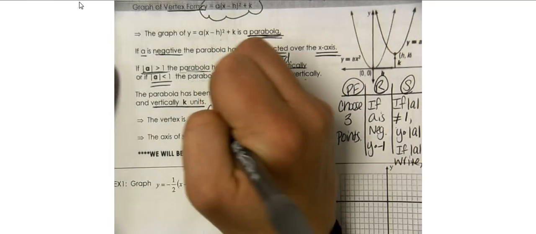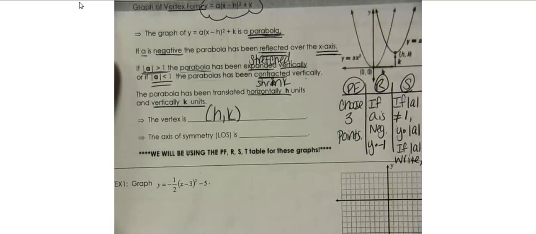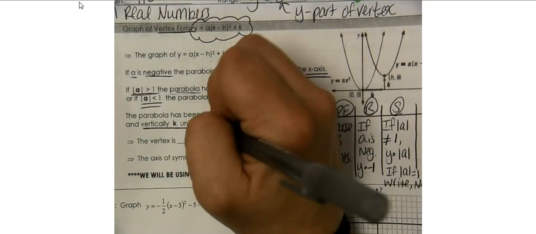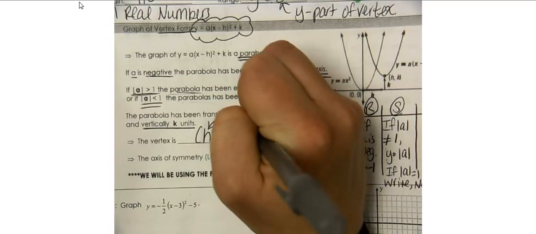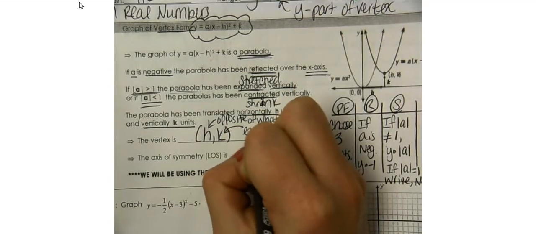Next, we have the parabola has been translated h units horizontally and k units vertically. This indicates that we have shifted or translated it or slid it to the right, left, up, or down. And that's going to indicate your vertex. Your vertex is going to be (h, k). Now, in the equation, h is always the opposite of what you see. And k is always going to be exactly what you see.